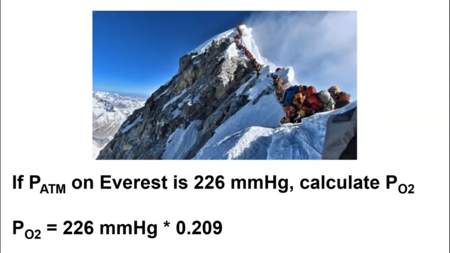So here I would like to ask you to take a moment to calculate the partial pressure of oxygen if the PATM, or the atmospheric pressure on Mount Everest, is 226 millimeters of mercury.